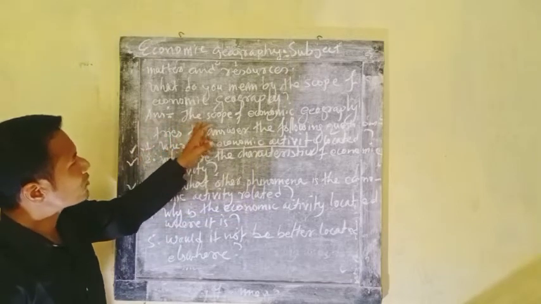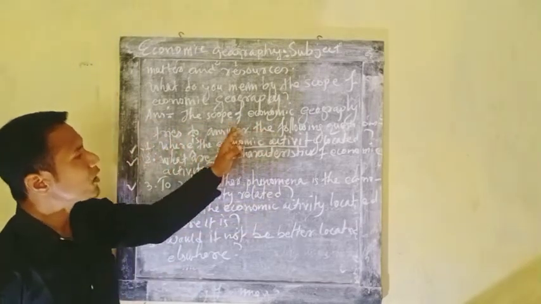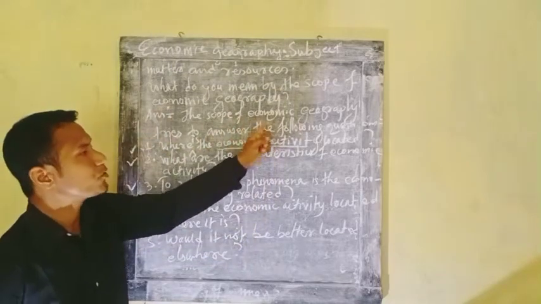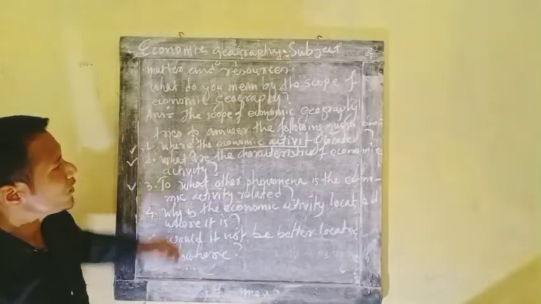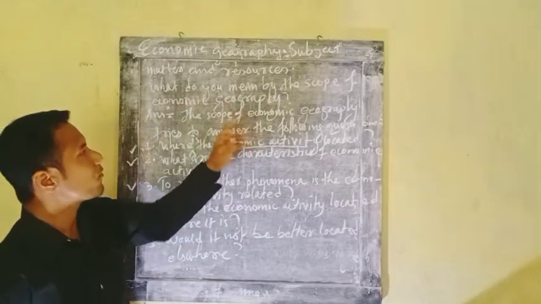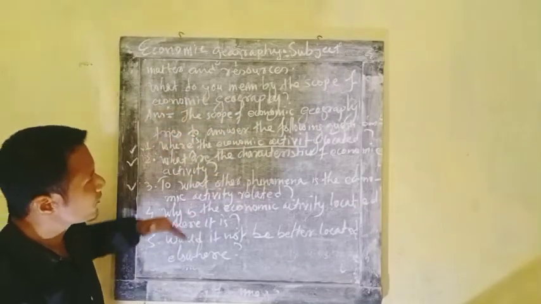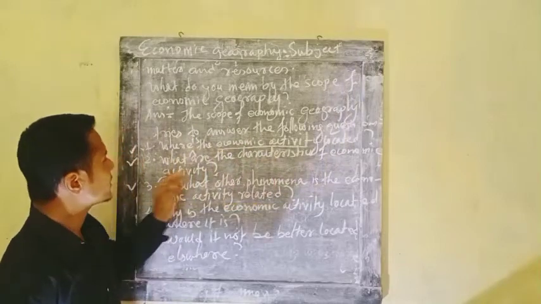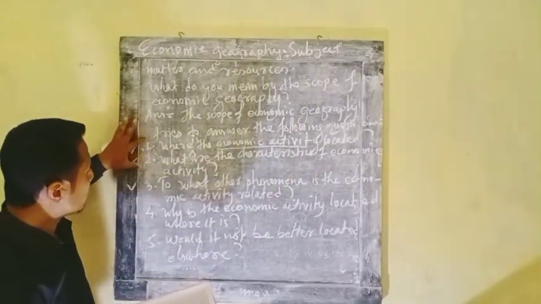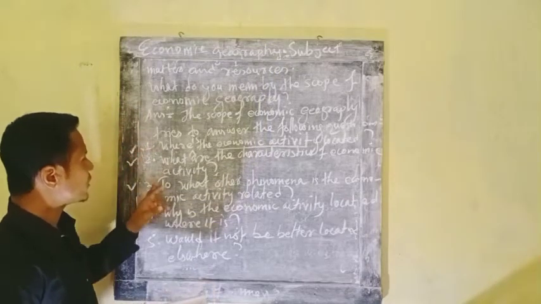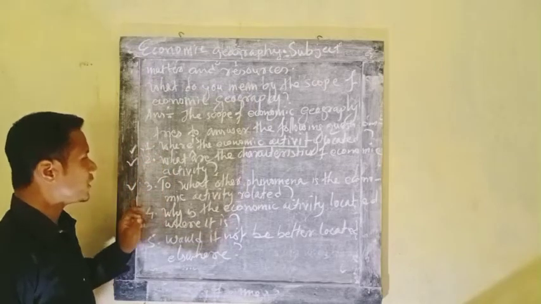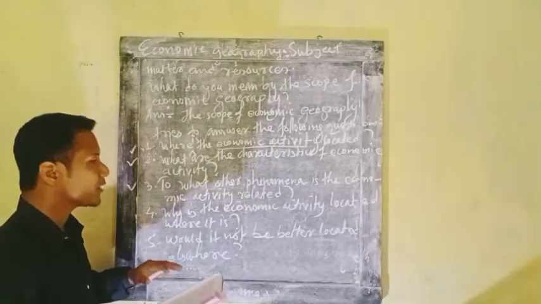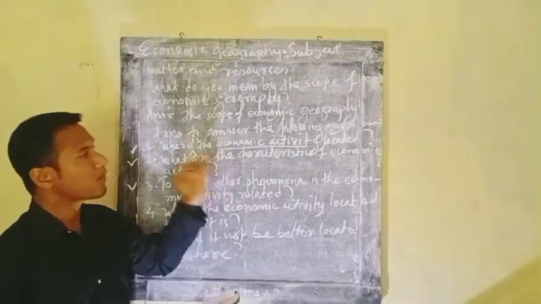So the answer is here. The scope of economic geography tries to answer the following questions. These are the 5 questions which the scope of economic geography is trying to answer. So if the question comes, what do you mean by the scope of economic geography, then you have to write these 5 questions. Out of these 5 questions, the first 3 are the traditional scope of economic geography, and the last 2, question number 4 and question number 5, are the modern scope of economic geography.